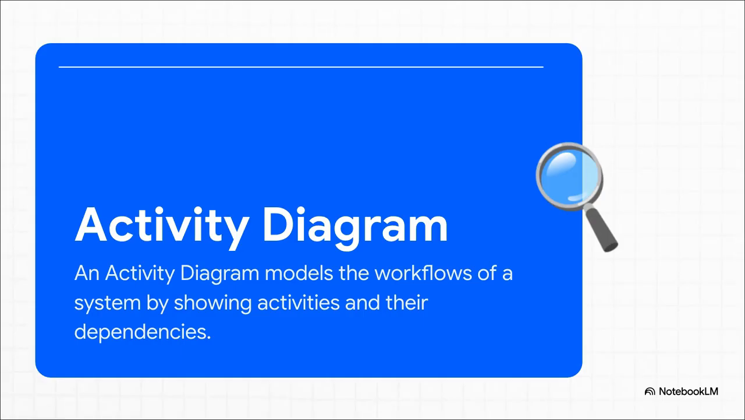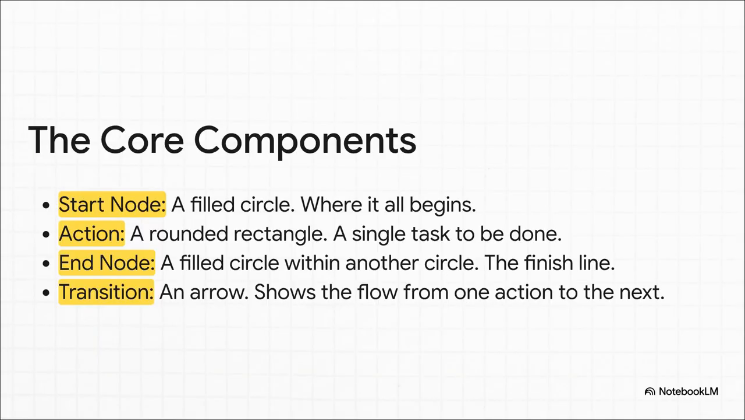So what exactly is this thing we're building? It's called an activity diagram, and you can think of it like a flowchart on steroids. The key thing to remember is that it's not about data or code or objects. It's purely about the flow of actions. What happens, and then what happens next. That's it. Now, to build this thing, you only need a few simple shapes.